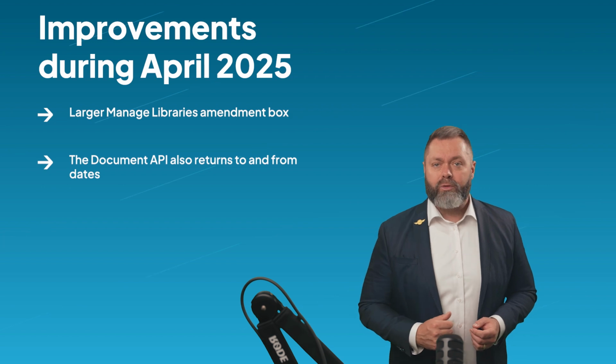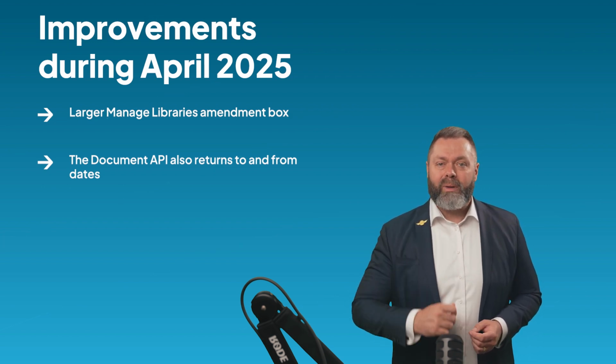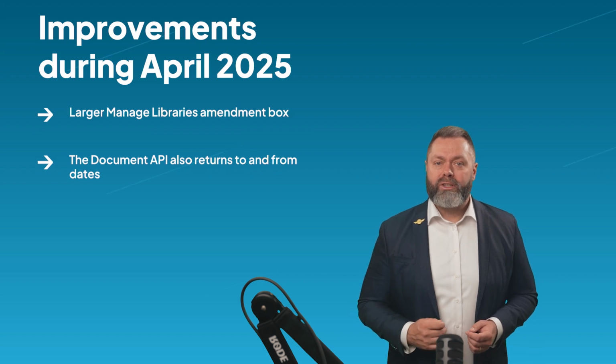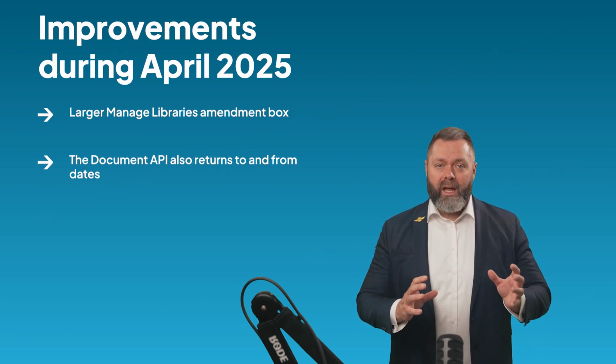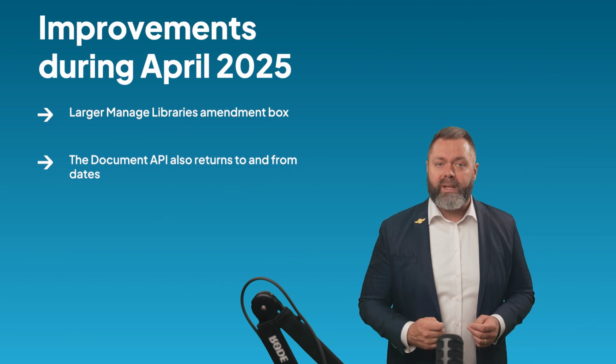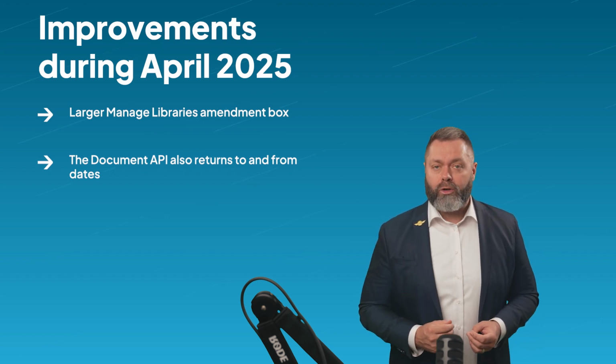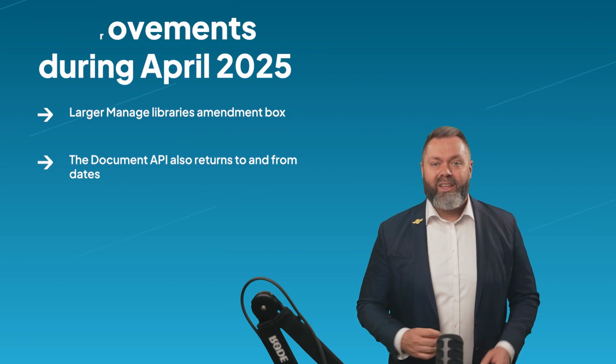And the last improvement we have for you before we move on to bug fixes is the document API will now also return revision available, document and revision available to and from dates. So the to and from dates, both for document and revision, can now be fetched through the document API as well. Those were all the improvements. We're going to go in and have a look at bug fixes.